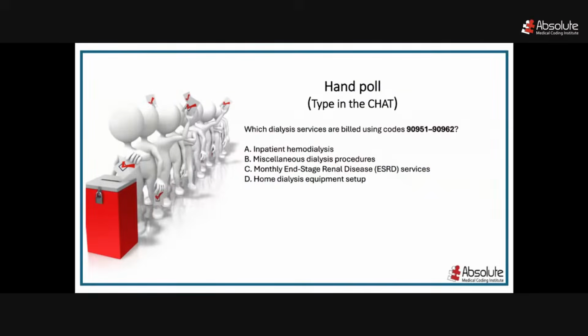Great answers. Next one. Which dialysis service are billed using codes 90951 through 90962? Is it option A, inpatient hemodialysis, option B, miscellaneous dialysis procedure, option C, monthly end stage renal dialysis services, or option D, home dialysis equipment setup? Okay, coders, let me know.